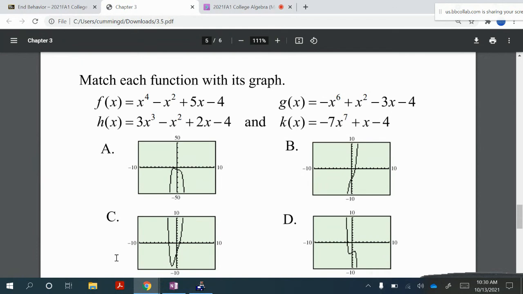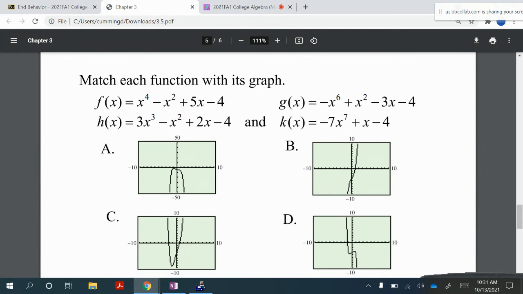If I take a look at g of x, notice that its dominating term is the 6th degree term, right? Which means that it has an even power. So it's going to either rise to the left and rise to the right, or fall to the left and fall to the right. We look at the leading coefficient, it's negative, so this would take A, right? It should fall to the left and to the right.